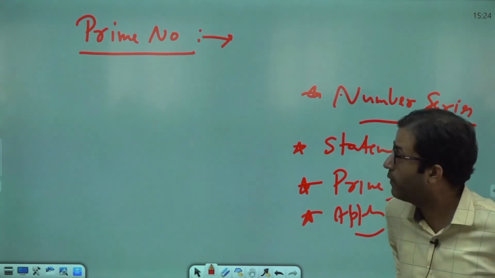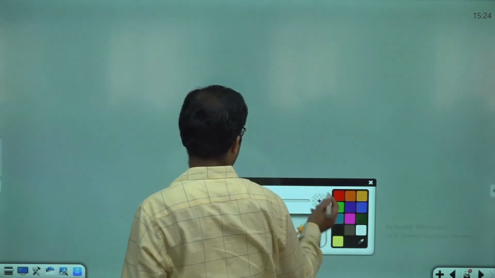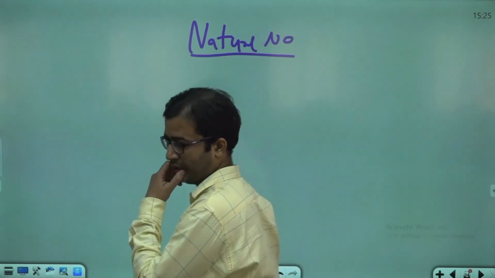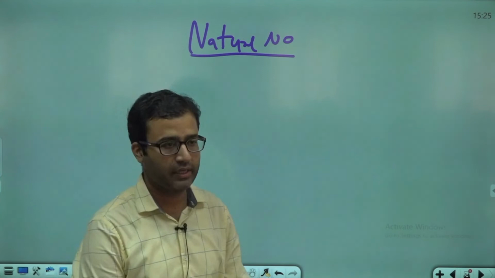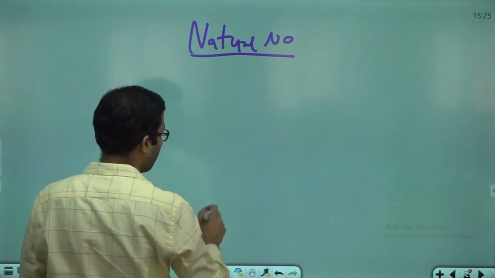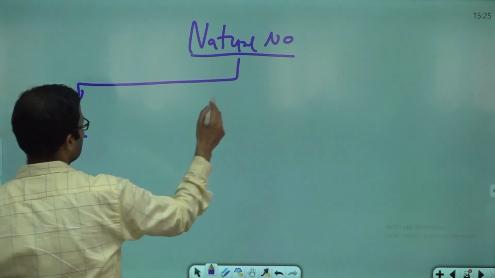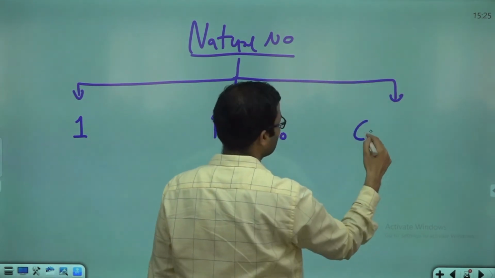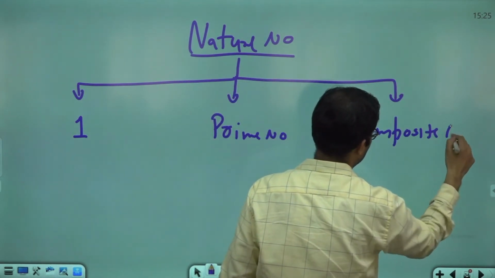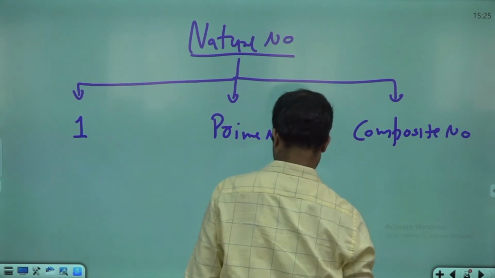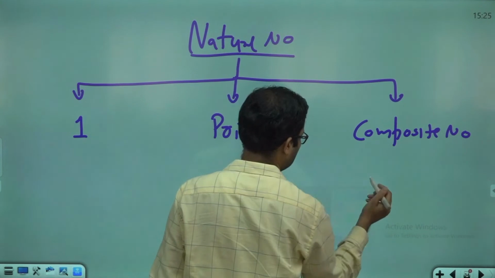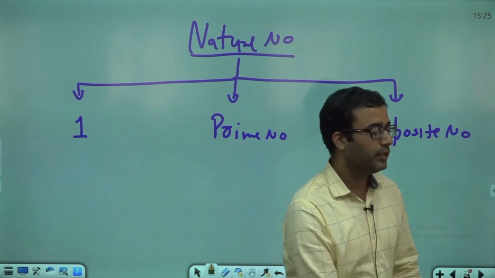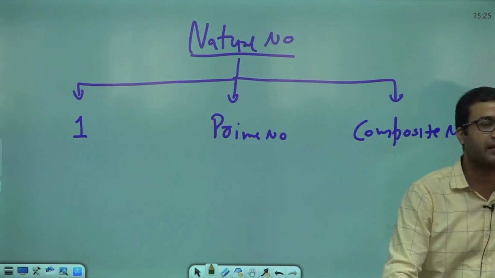Now here you write natural number. To understand prime number you should know natural number. Actually we categorize natural number in 3 parts: one, prime number and composite number. I tell you the reason for this categorization. Reason for this categorization is number of factors.